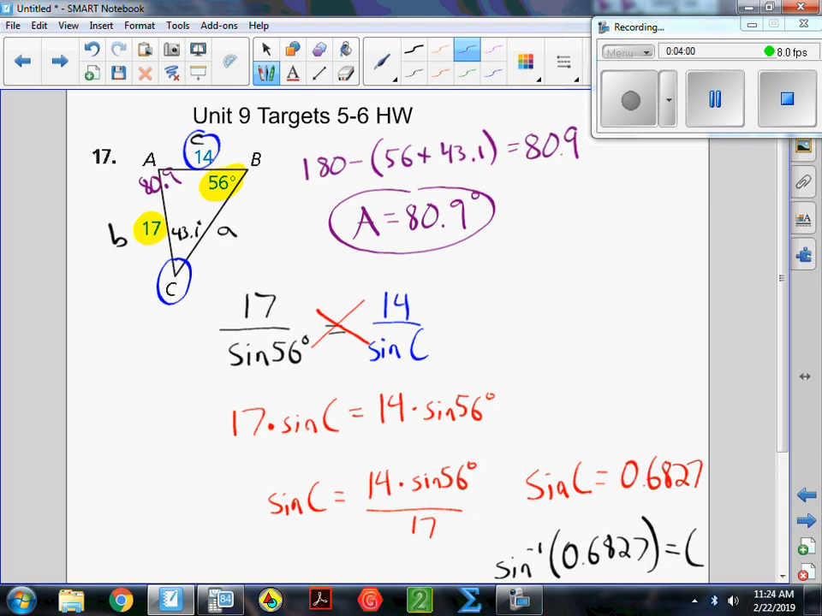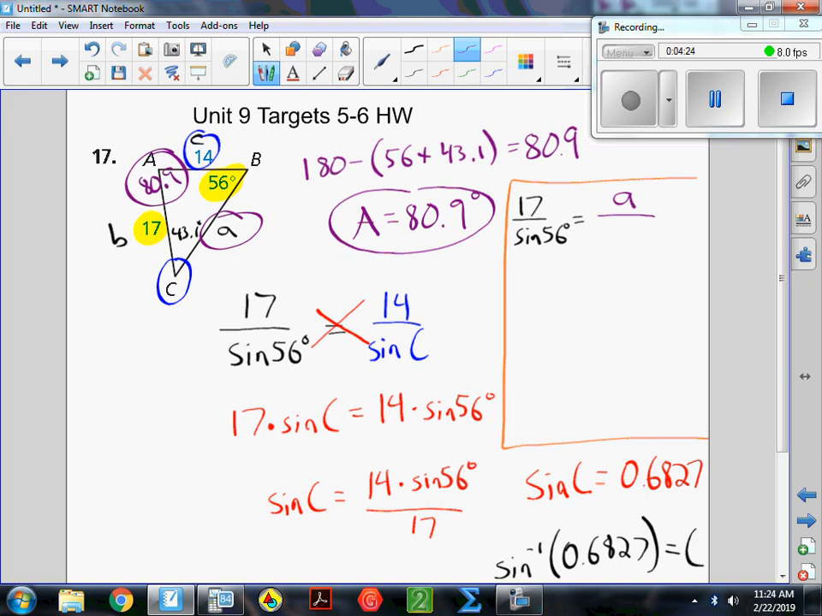And now I'm going to have to do a law of sines again. I'm going to try to use this space I have so I don't have to scroll around. I've made some space in my box. I'm going to start back with my original ratio highlighted in yellow. That's 17 over the sine of 56 degrees is going to equal, and now I'm going to use my A values. So that's going to equal A over the sine of 80.9 degrees. And now I just do the problem from there.